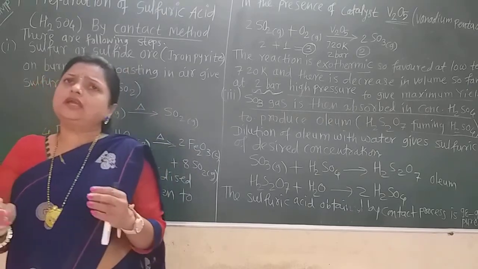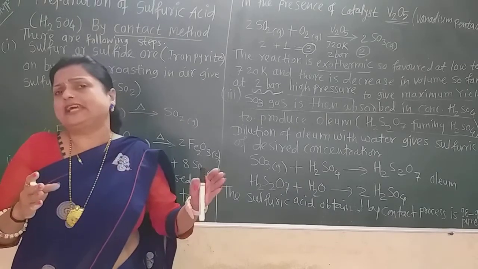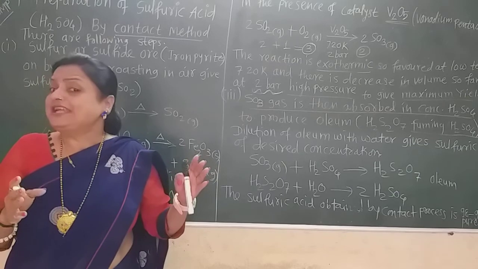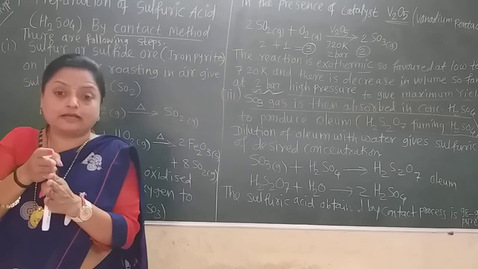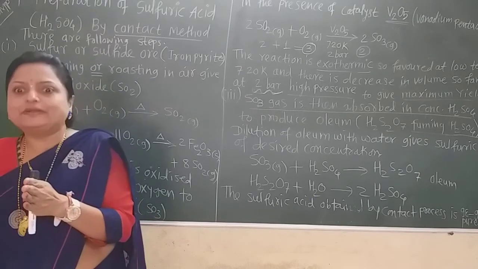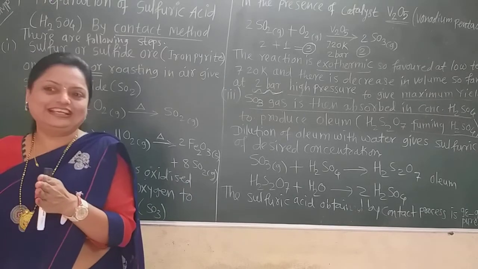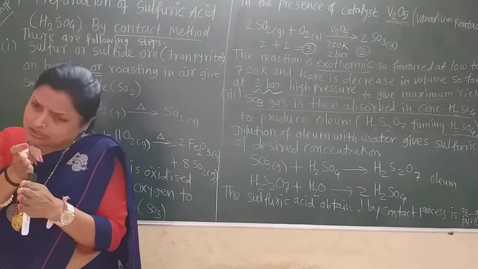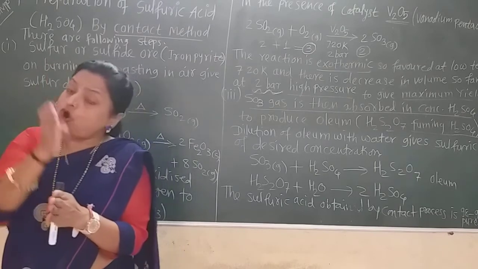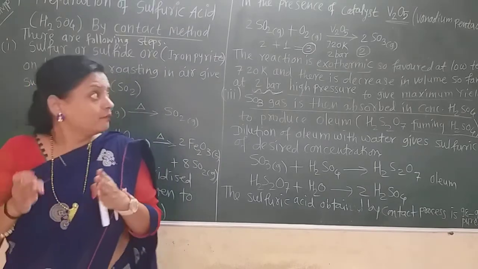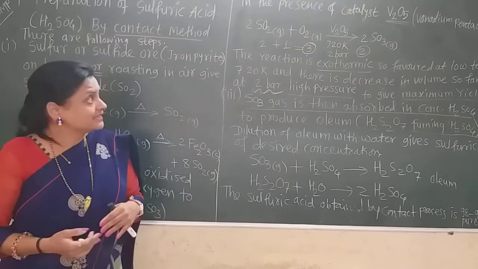Now if we decrease the temperature again from this 720 Kelvin, what will happen? The maximum yield of sulfur trioxide is not obtained. And if we convert the sulfur dioxide into sulfur trioxide at a higher temperature than 720, what happens? Again the reaction will be reversible and the yield of SO3 is not obtained. So experimentally, this optimum temperature is used for the conversion of SO2 gas into SO3 gas, that is about 720 Kelvin.